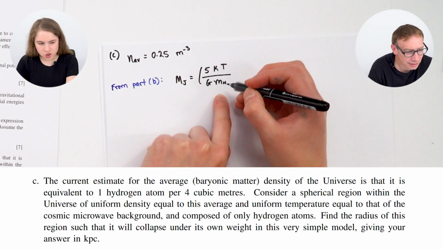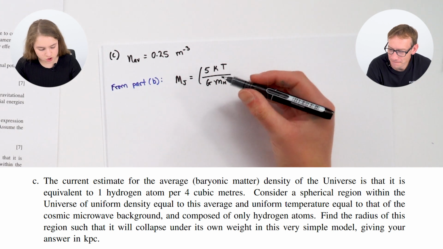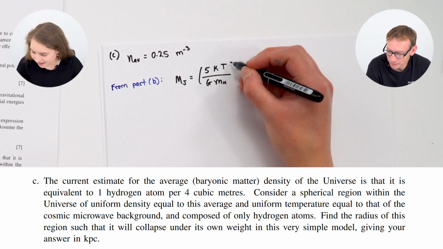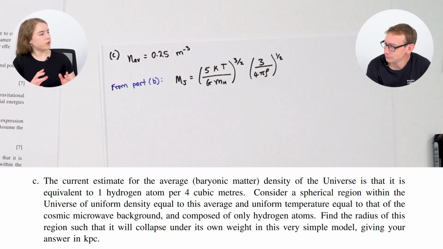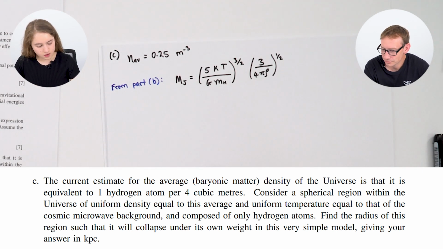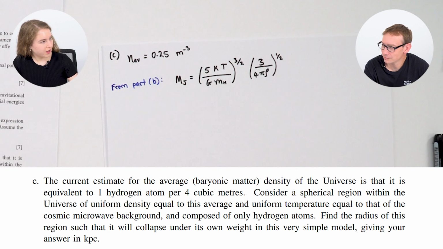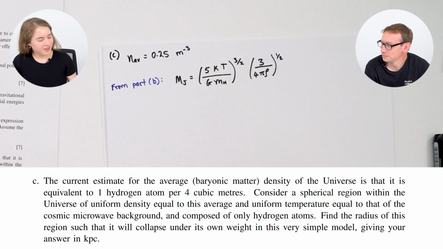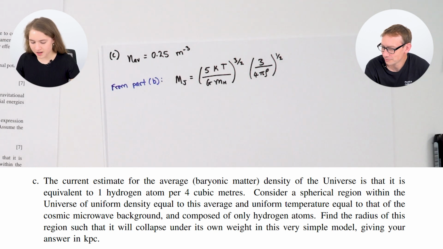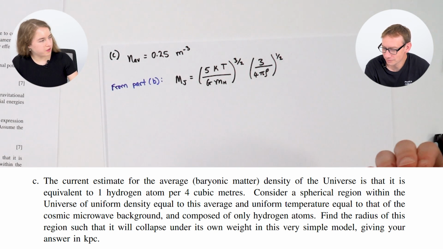I'm writing down M_H and I'm thinking, hang on, are we still dealing with just hydrogen atoms? The answer is yes. Okay, so we know that this is the mass at which a spherical region will collapse under its own weight. But we want to know the radius at which a spherical mass will collapse under its own weight. But we can convert this. So how do we convert mass to radius? Well, we go via the density because we know what the density is.